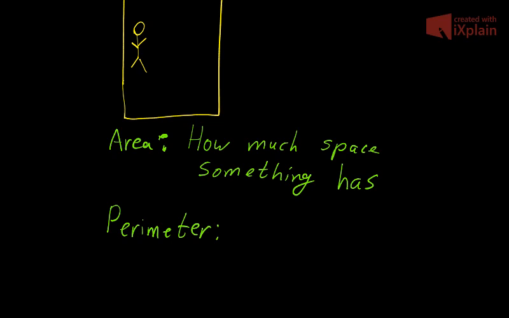So perimeter is the distance around something. So if we're thinking of the perimeter of my classroom, it's what distance you would go if you walked all the way around my classroom.